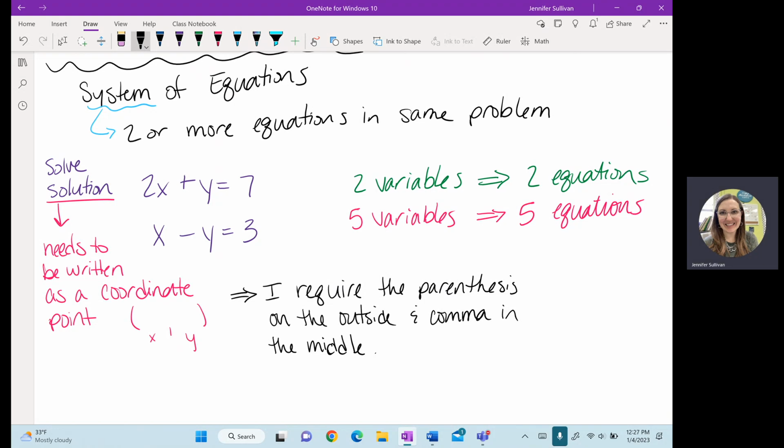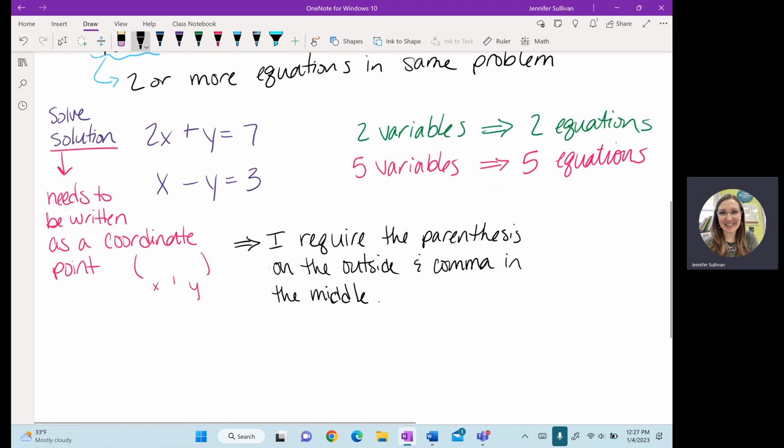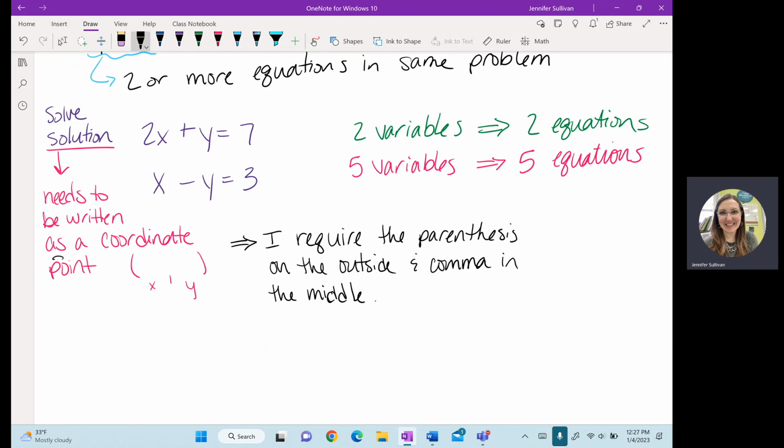Because in all of these problems that we're going to be doing, our solution is a point. So it needs to be written as a point. So if you want, go around in your notes and just circle the word point to emphasize that. In our problems that we're going to be doing today, it's going to be very clear that I'm looking for an answer that is a point, okay?